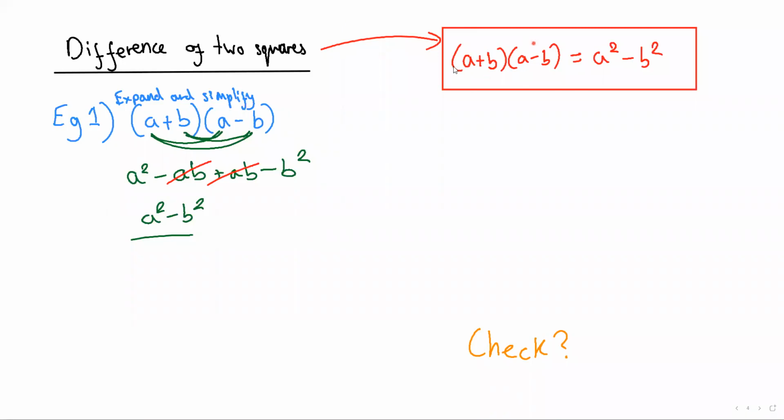So if you ever see something in the form like this, for example, let's say you get x plus 2, x minus 2, you know that if we look at the right-hand side here, that's the same as saying x squared, because that's a squared, minus 4, because that's 2 squared.